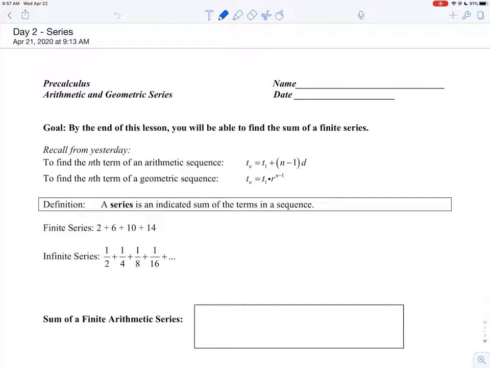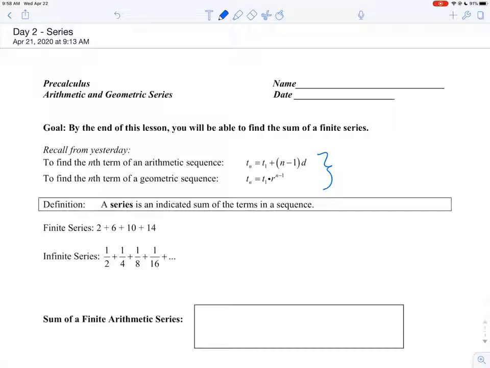Today I'm going to be taking you through arithmetic and geometric series as opposed to sequences, which you learned last class. So just quickly recapping from yesterday, you have your two formulas for your arithmetic sequence and your geometric sequence. Obviously, those are good to have. Write them on the top of the paper, a sheet next to you, whatever it may be. We're going to be referencing those as we go through today's lesson as well.